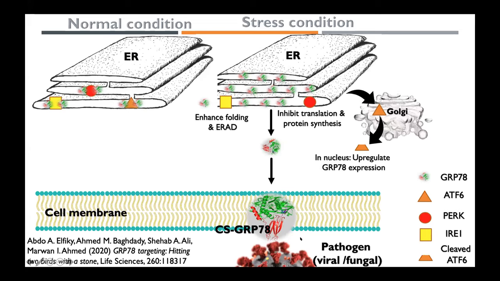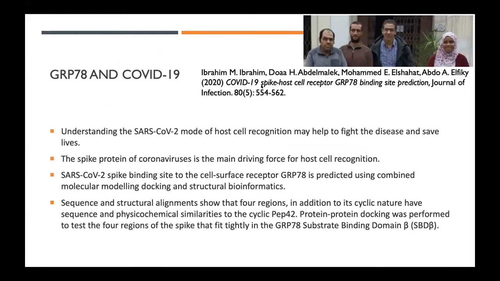There is a lot of work done on viral or fungal infection that is associated with the presence of CS-GRP78 over the host cell. So in this study, I worked with some of my students on how GRP78 expression can affect COVID-19 infectivity. We used computational methods like sequence alignment, protein docking, and then molecular dynamics simulation to check how the binding can occur between GRP78 and the COVID-19 spike protein.